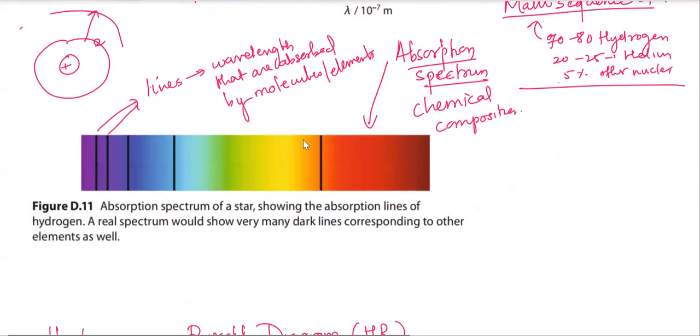So what we also do is create spectral classes. Spectral classes divide the stars on the basis of their surface temperature and color. The classes are given as O.